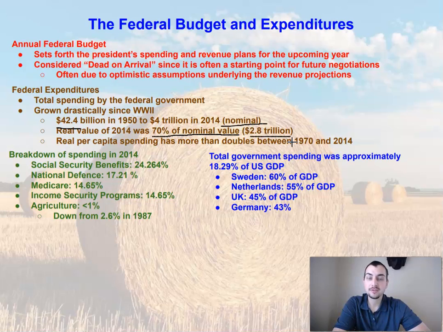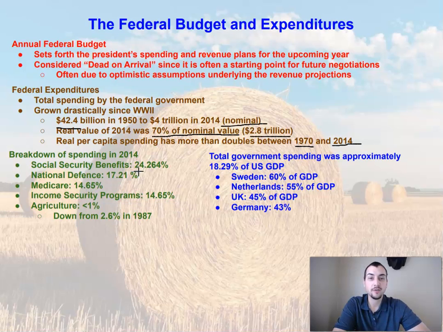So our governmental spending, the federal expenditures, are actually going up. Real capital spending has more than doubled between 1970 and 2014. So the federal government is spending a lot more in these federal expenditures. Let's look at the breakdown of where all this federal money is going. Where are all these federal expenditures going?